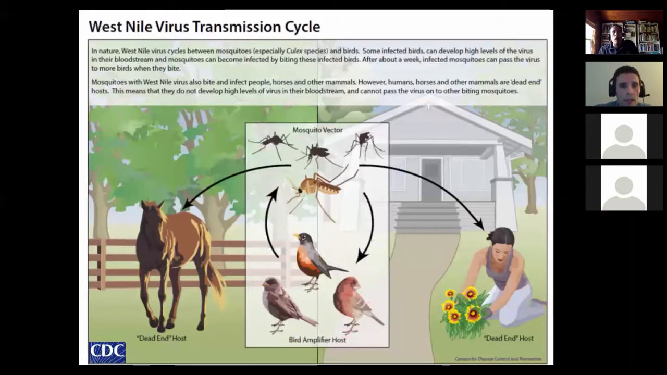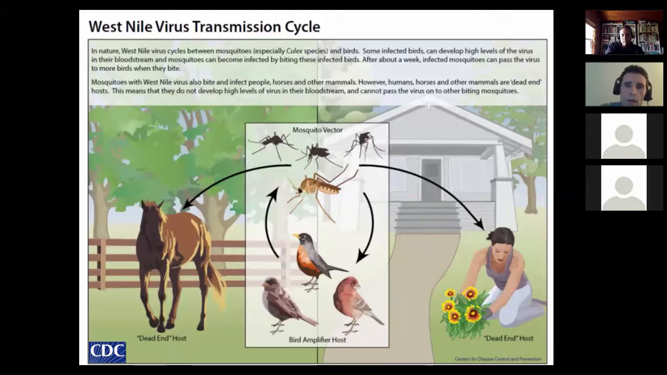Now, I thought I'd spend a little time on West Nile because there's a lot of things we can learn from this one. This is a cartoon of the transmission cycle, and it shows that typically it's transmitted between birds and mosquitoes. And humans and horses are both dead-end hosts, meaning we're not amplifying hosts. So if we get infected, we get sick, but we don't necessarily contribute to the transmission cycle.